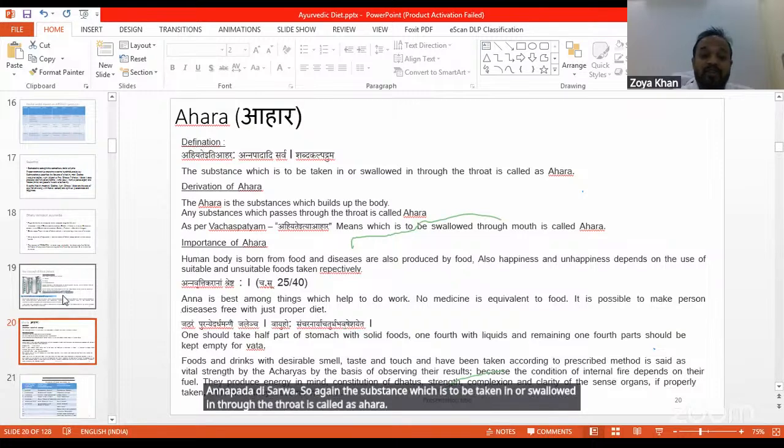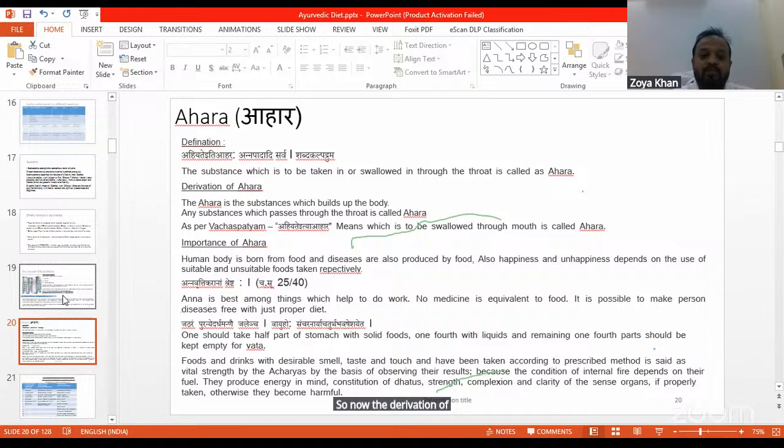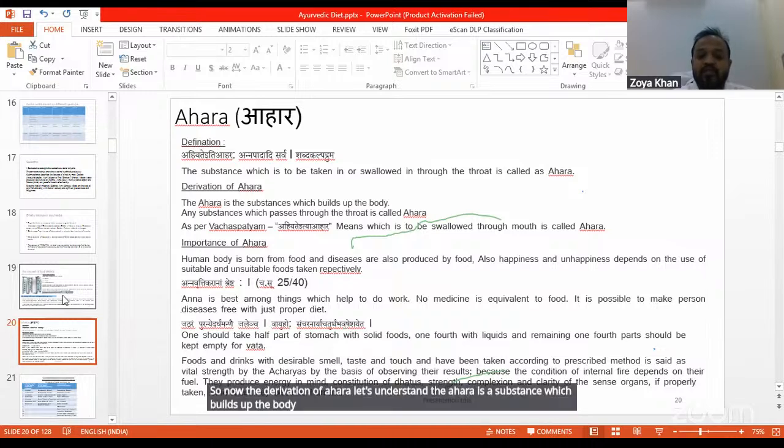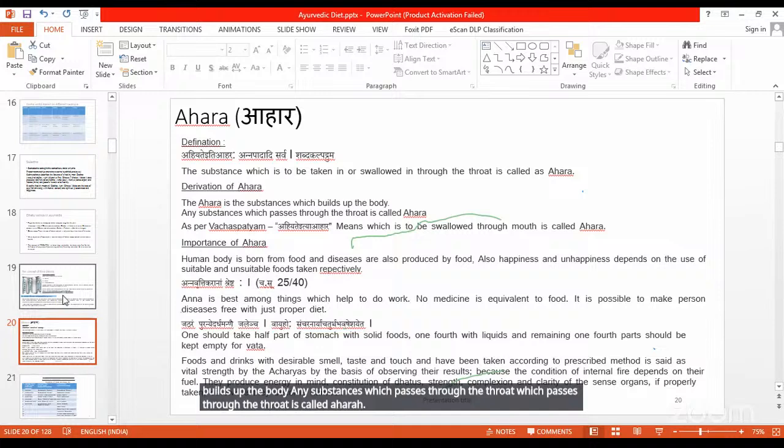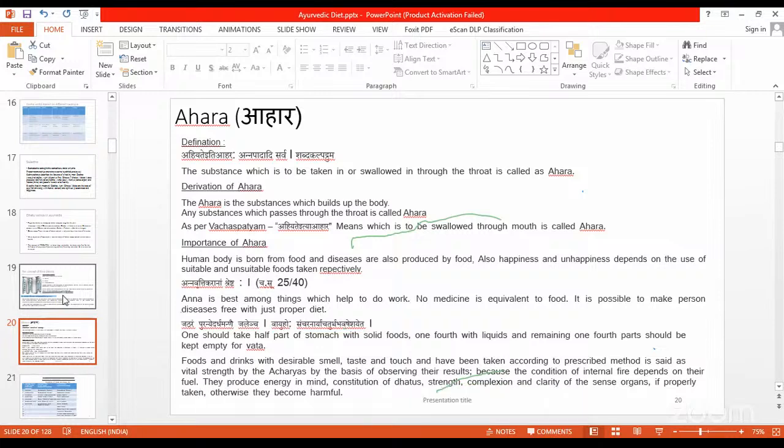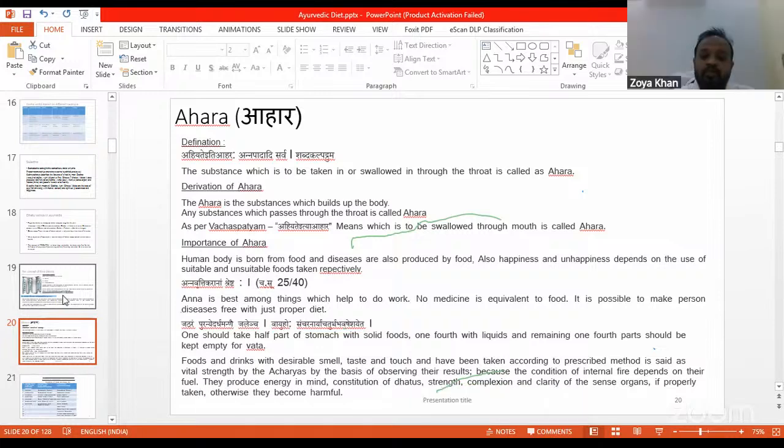So now the derivation of ahara, let's understand. The ahara is the substance which builds up the body. Any substance which passes through the throat is called ahara. As per Vachaspatiam, ahiyate iti ahara, which means that which is swallowed through the mouth is called as ahara.